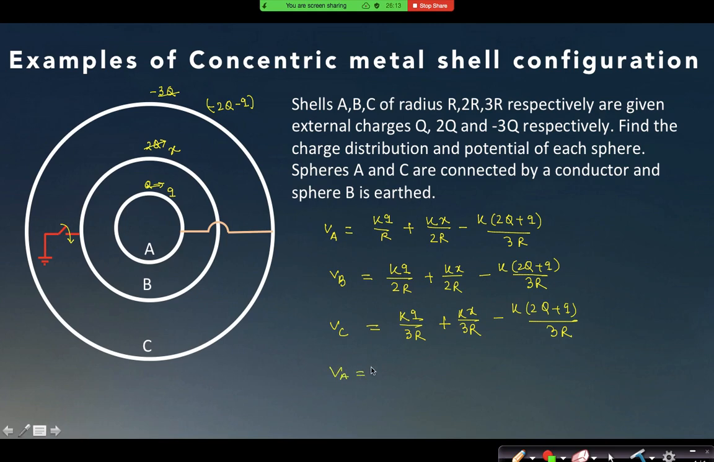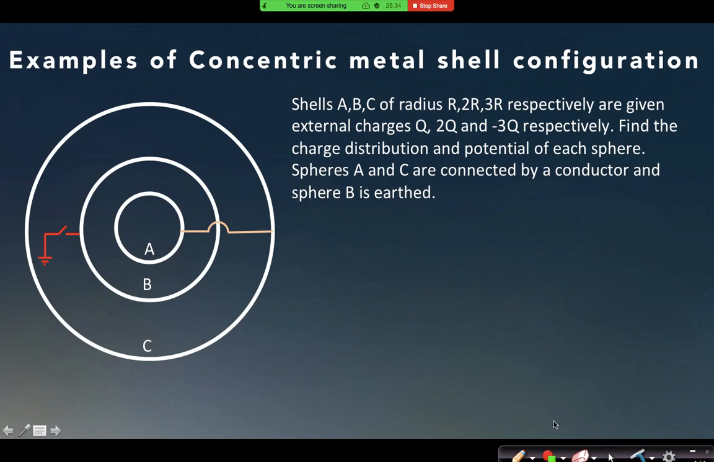Now I can form two equations. One is VA equal to VC, one equation. Another is VB equal to 0. So if you solve these two equations, you will find the value of q and X. Right? I'm not going to proceed in this question further because I know that you can solve it from this. Okay. No doubt, I think, in this question. I'll move forward.